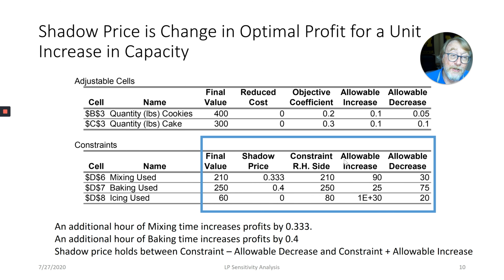And so that's very useful because it helps you do some decision making, right? Because if you say, well, these two constraints are binding, I'm capacity constrained. I don't have enough mixing. I don't have enough baking. If I was going to increase my capacity, where should I do it?